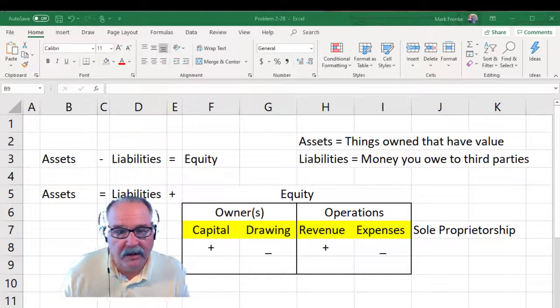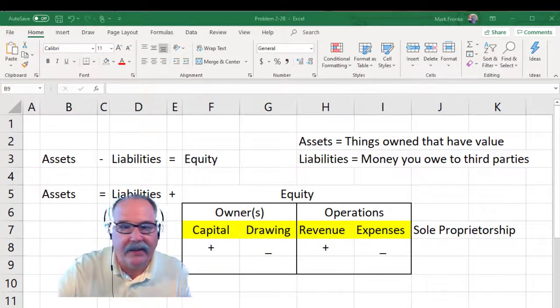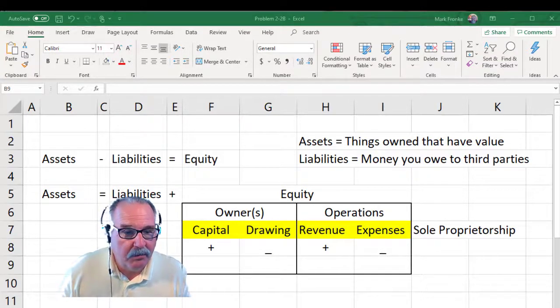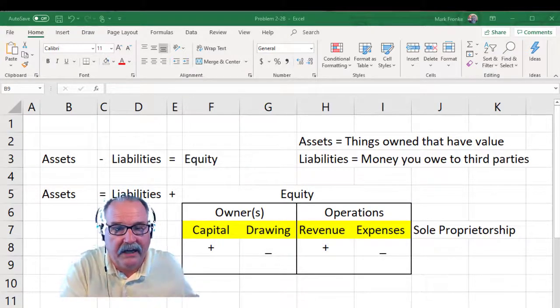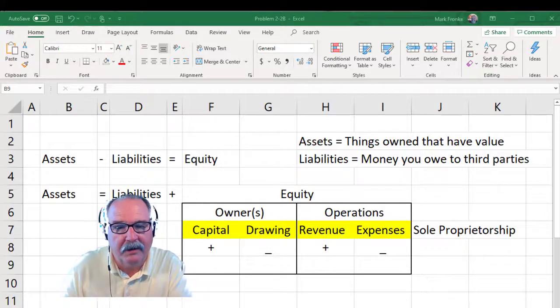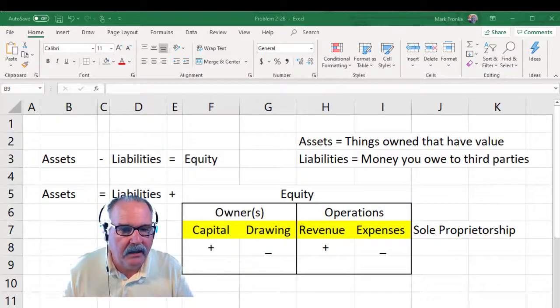If you own an apartment building in Bellflower that's worth $1 million and you owe $600,000 on that apartment building, you have equity of $400,000. If somebody came to you and said, hey, show me the equity in your apartment building, you couldn't do that. What you could do is say, well, here's my asset, it's worth $1 million, and here's my liabilities, I owe $600,000, so equity is the difference. So this concept of equity is just the difference between assets and liabilities.